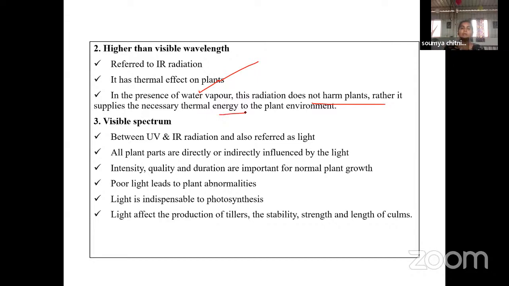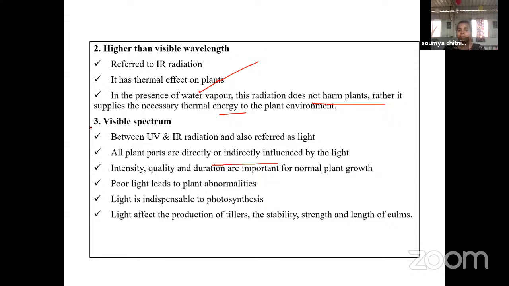In absence of water vapor, we can say that there will be some harm to the plant. And the visible spectrum, that is between the UV and infrared, is also called light or visible light. So these are directly or indirectly influenced by the light. You may find which light is helping the opening of the leaf, blue light or red light, or the germination of the seed. All those lights come under this spectrum only, the visible spectrum.